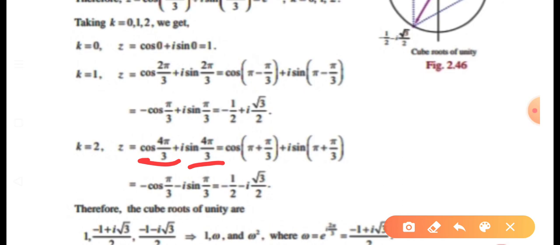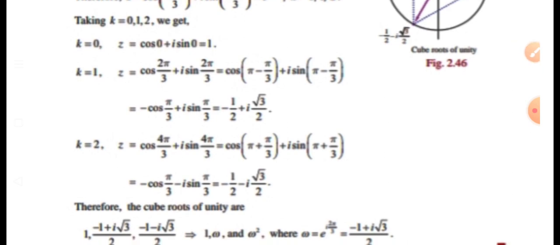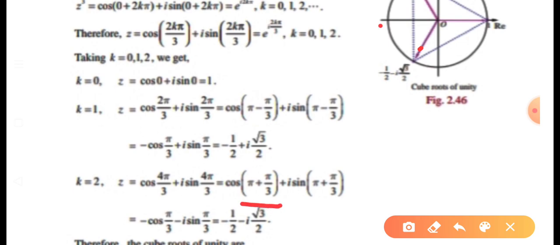4π by 3, which quadrant? π by 3 means 60 degree. Then 4 60s, that is 240 degree. 240 degree lies in the third quadrant. So in the third quadrant, how do you write 4π by 3? We have to write π plus θ. Here π is 180 degree, so π plus θ. So cos of π plus π by 3 plus i sin of π plus π by 3.